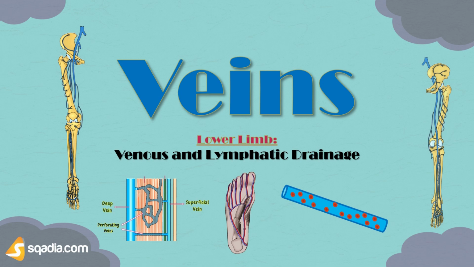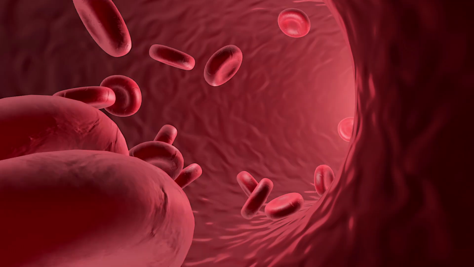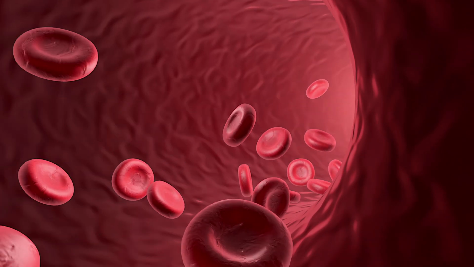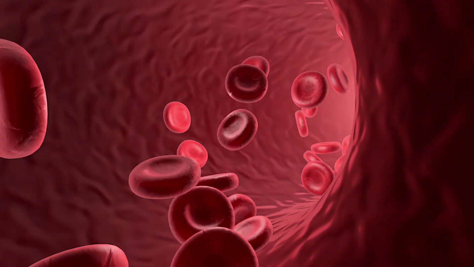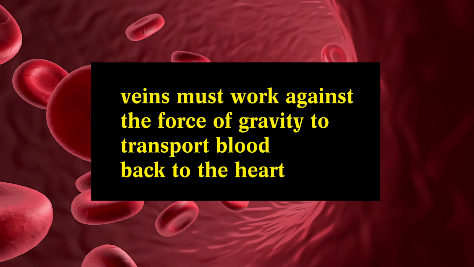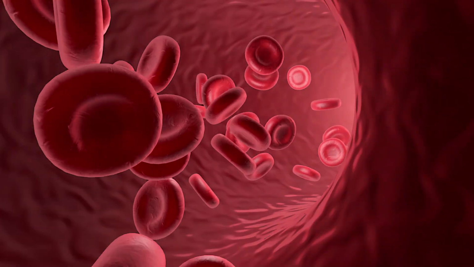If we look at the veins and venous drainage of the lower limb, it is of great importance. This is because in the lower limb, venous blood must ascend against gravity. The blood that has already circulated through the body's tissues and organs and is returning to the heart has to ascend against gravity in some parts of the body, such as in the legs. This is because the veins must work against the force of gravity to transport blood back to the heart.